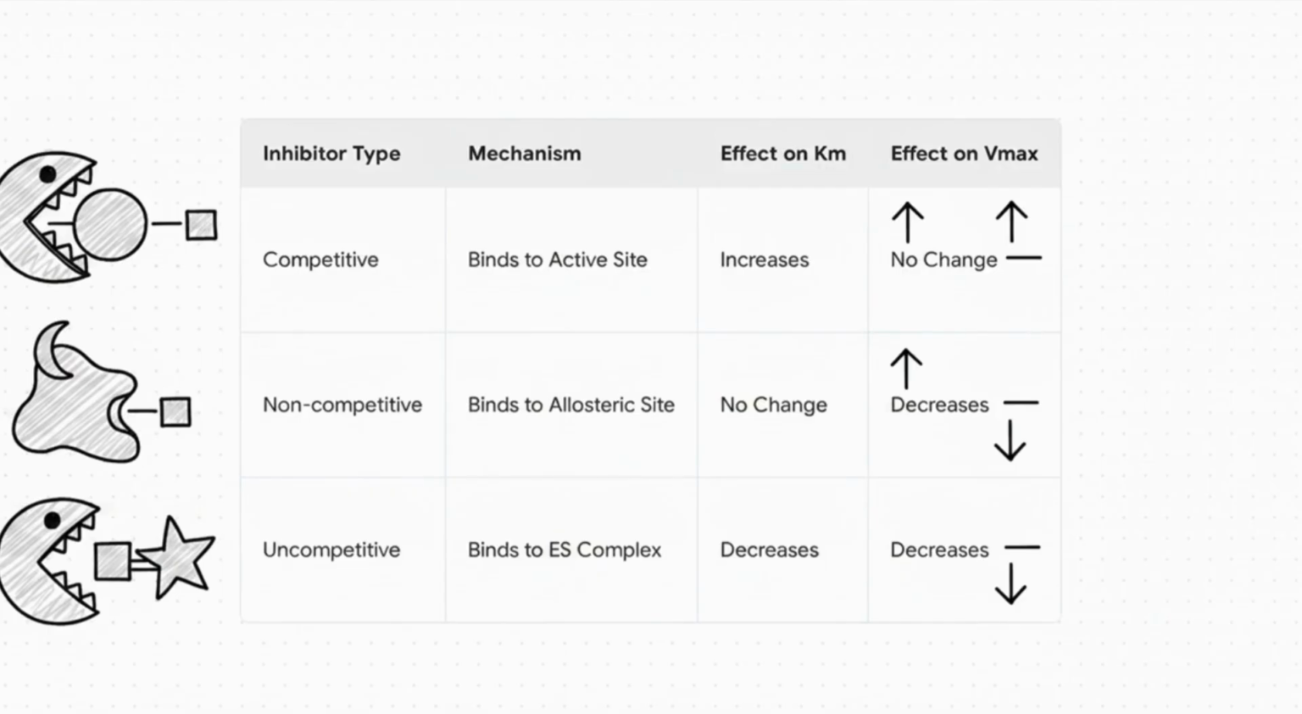These guys don't bind at the active site. They bind somewhere else and change the enzyme's shape. This messes up its function, so the Vmax goes down. But since it doesn't affect the active site directly, the Km stays the same. And finally, there's a weird one, uncompetitive inhibition. This inhibitor only binds after the substrate is already locked in. It essentially traps it, which means it ends up lowering both Vmax and Km.